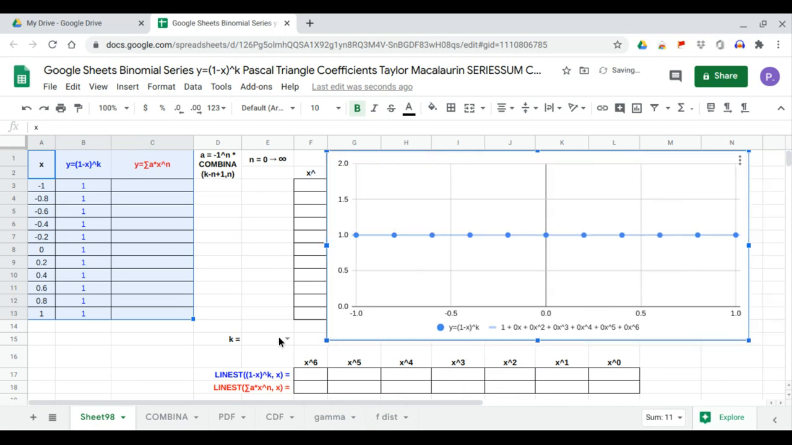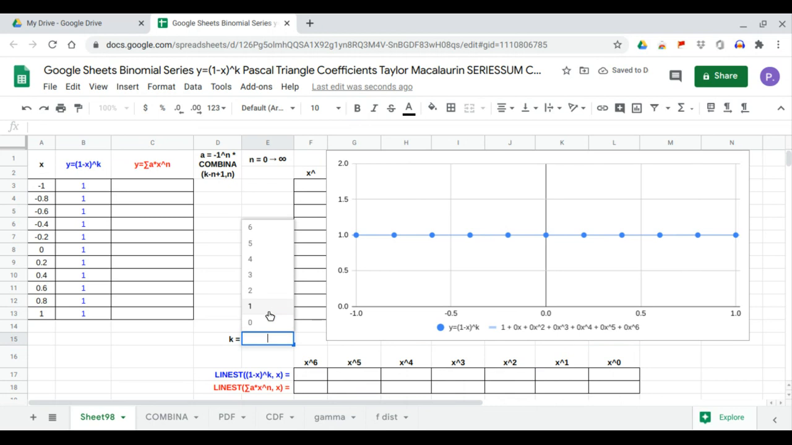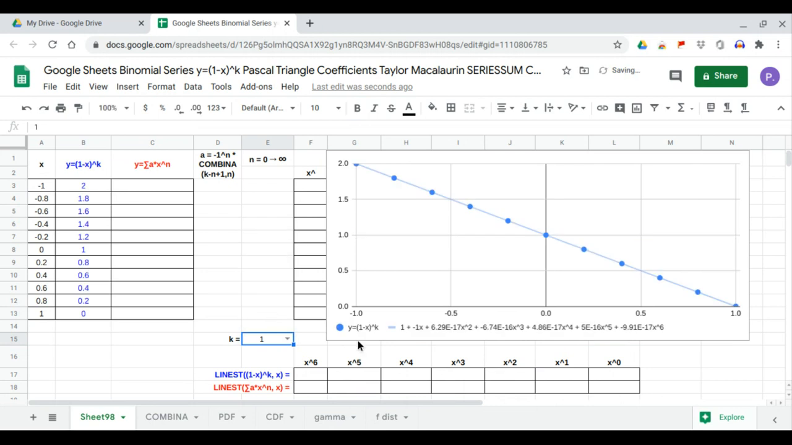We can change the value to 1. So our polynomial will be y equals 1 minus 1x, which is a straight line. At k equals 2, y equals 1 minus 2x plus x squared. The rest are 0.